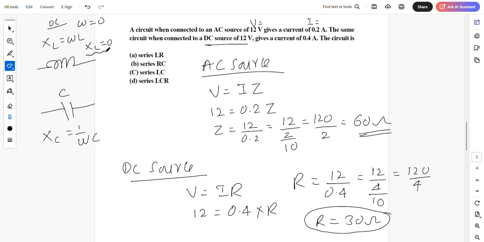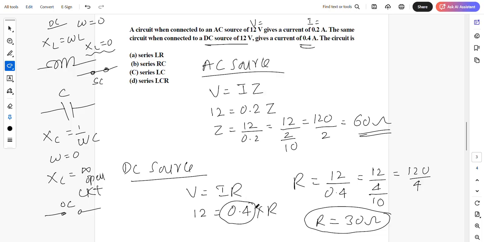It will become short circuit. Correct? Short circuit. And what about this one? When omega is equal to 0, XC will be what? XC will be equal to what? That is infinity. This is called open circuit. Capacitor will get open circuit. This will be short circuit.